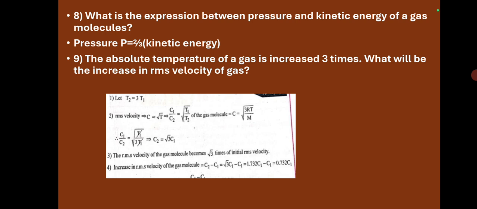Now here is a problem: the absolute temperature of a gas is increased 3 times. What will be the increase in RMS velocity of the gas? So T2 equal to 3 T1 is given. C is proportional to root T, from the formula C equal to under root 3 RT by M. So C1 by C2 equals under root T1 by 3 T1. C2 we get root 3 C1. Increase in RMS velocity is C2 minus C1, equal to root 3 C1 minus C1. Root 3 value is 1.732, so 1.732 C1 minus C1 gives the answer 0.732 C1.